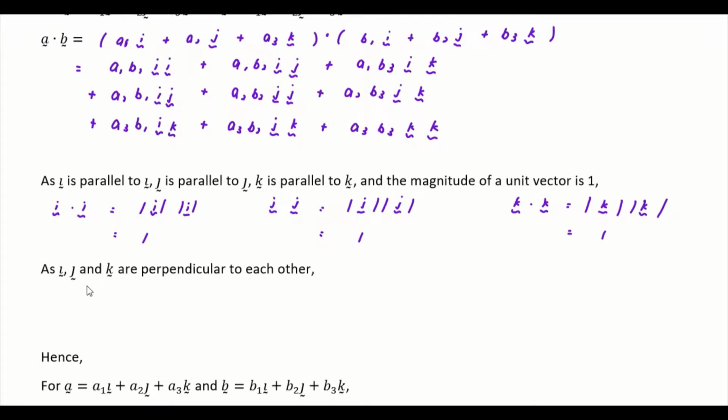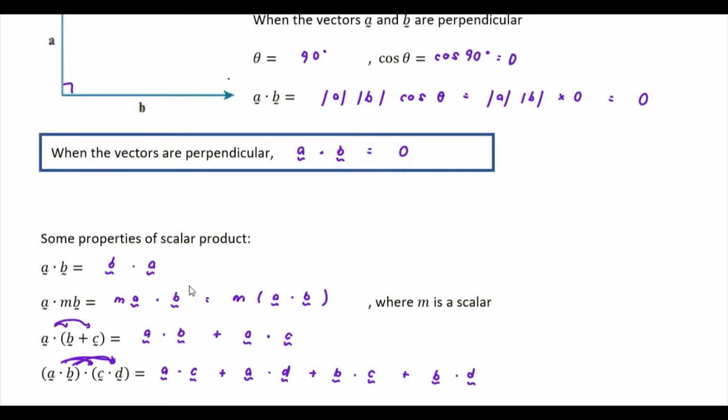Then the next one. Normally this is the i and this is the j and this is the k. In 3D, they are always at 90 degrees to each other. So if they are perpendicular to each other, from the concept that we learned, what do you know?